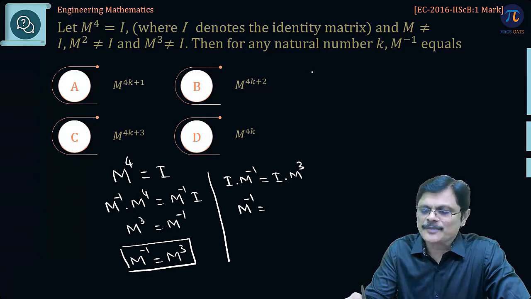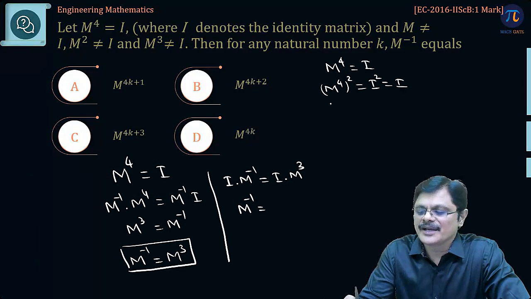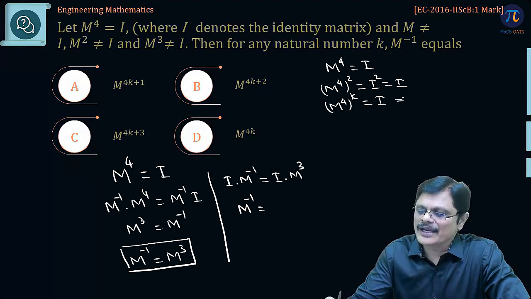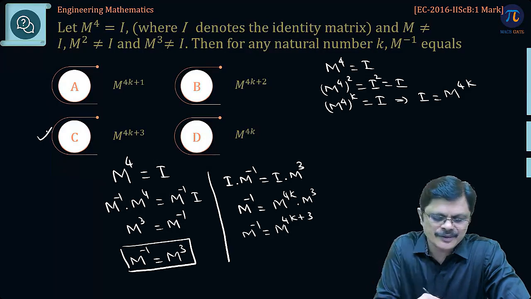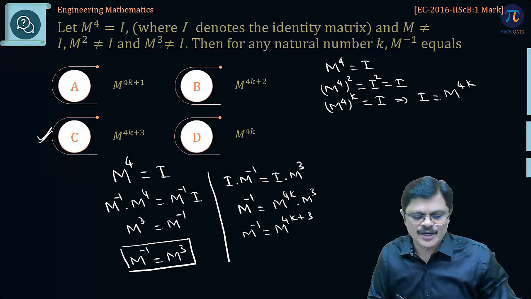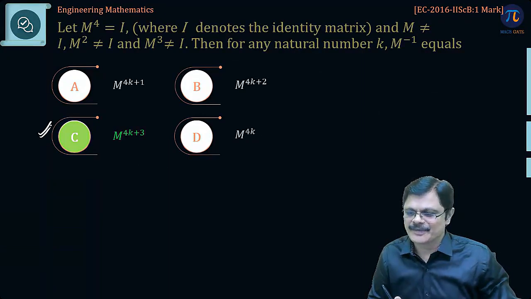But here, if you observe, M power 4 is identity. So you square it, still it is identity. You raise it to any power, it is still identity. So I can use this idea that I is equal to M power 4k. So I can write M power 4k into M cube, which is M power 4k plus 3. So the value of M inverse is equal to M power 4k plus 3, my dear friends. Is the idea clear? So the correct answer is option C. Got it? Wonderful.